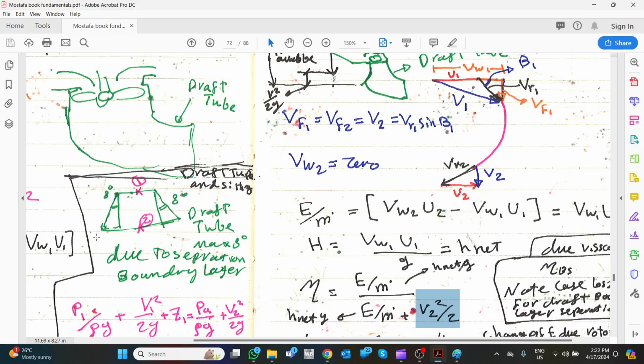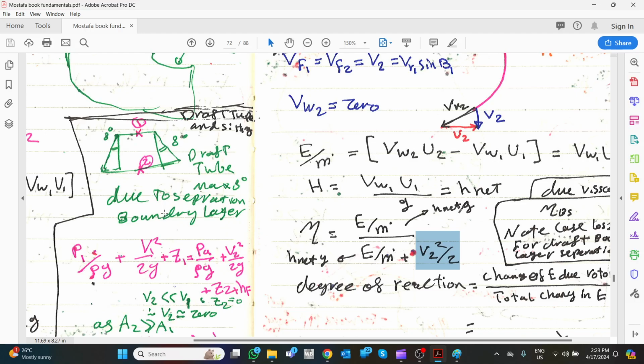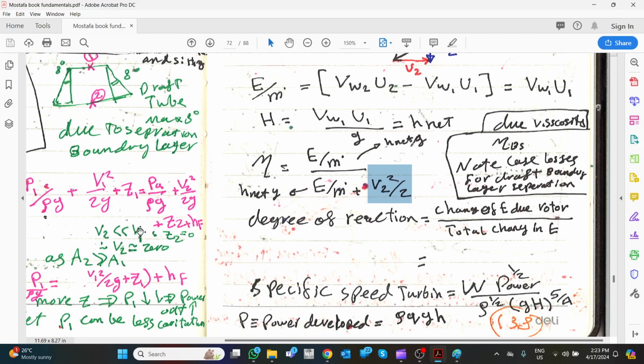Why? Because if we keep the draft tube at a larger diverging angle, separation is going to happen. You remember the separation, which happens when we have a diverging flow. The pressure here is higher than this pressure, then separation and vortices are going to happen, which means more and more losses. So usually we keep it at a maximum of 8 degrees.